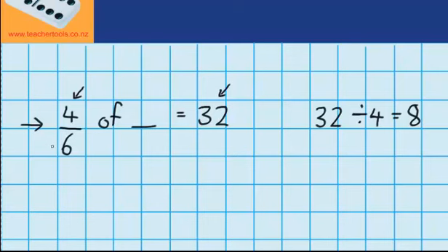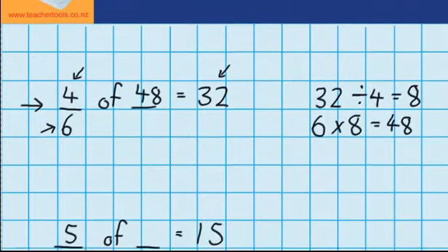Now my denominator tells me that in total there are 6 pieces of cake, or there were 6 pieces of cake. So 6 groups of 8, because there are 8 candles on every piece, equals 48. So there must be 48 candles on the whole cake, or 4/6 of 48 is 32.